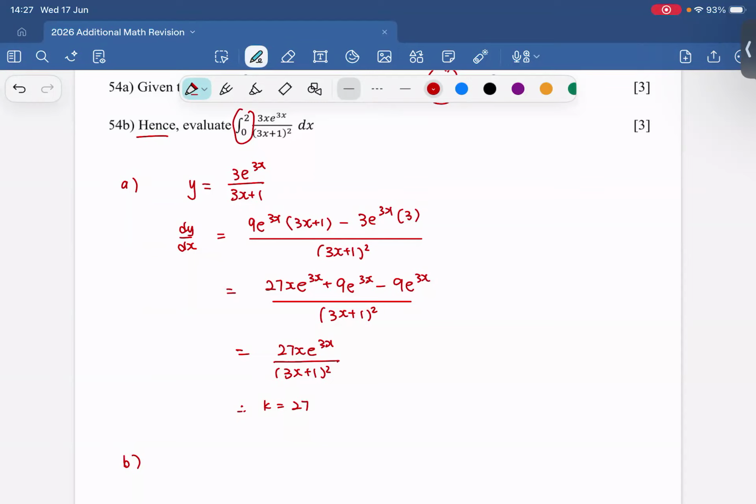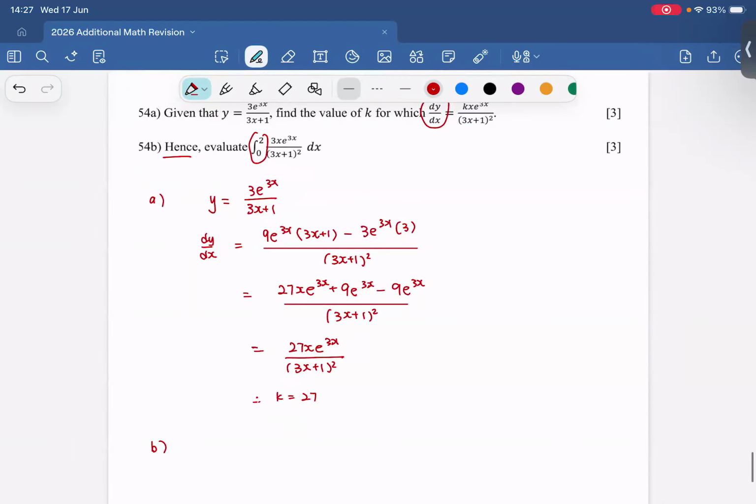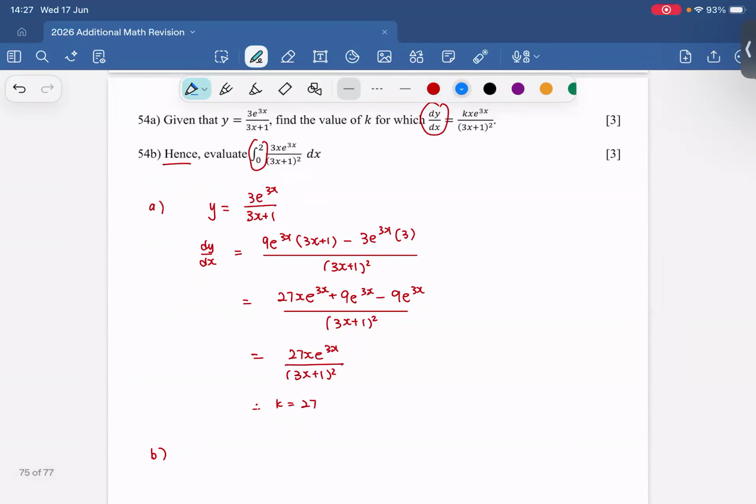Okay, next portion, hence evaluate this. When you encounter this kind of question, this is how you always start. If you differentiate this thing, you get this thing, correct? Then you differentiate the top one, you get the bottom one. So what happens if you integrate the bottom one? You will get back the top one, right? Because integration and differentiation are two opposite directions.